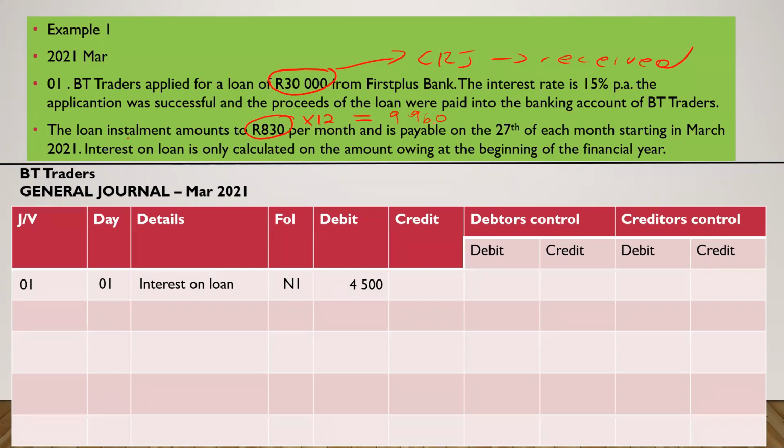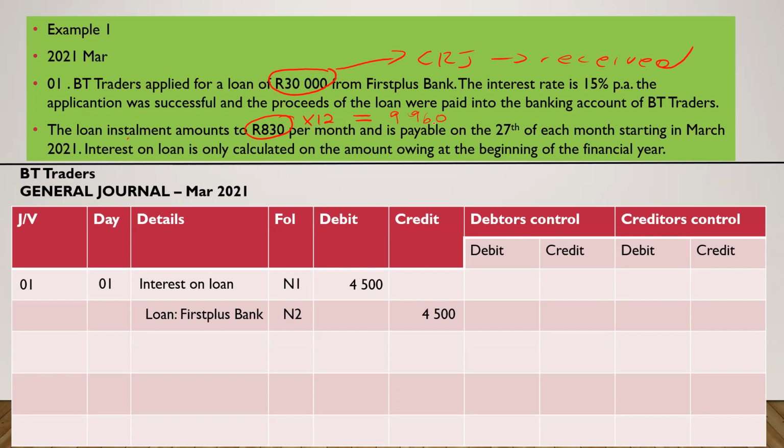Now, loans fall under what in our accounting equation? Liabilities. It falls under liabilities. Will this interest make the loan amount bigger or will it make it less? It will make it bigger. So basically, as we charge interest, it means that the loan amount must increase. That's why you're going to write loan First Plus Bank. It will increase on the credit side. Please, guys, do not forget this. Liabilities increase on the credit side.